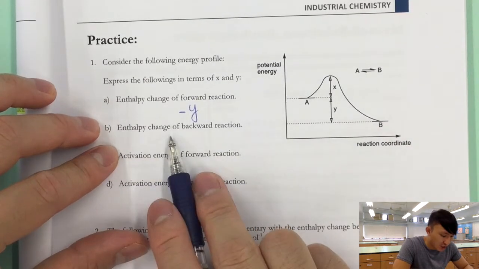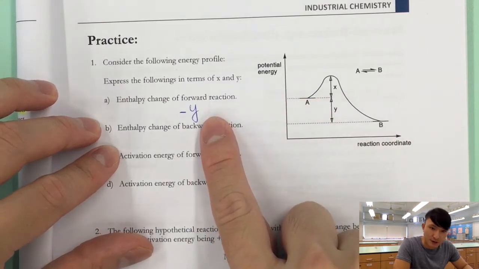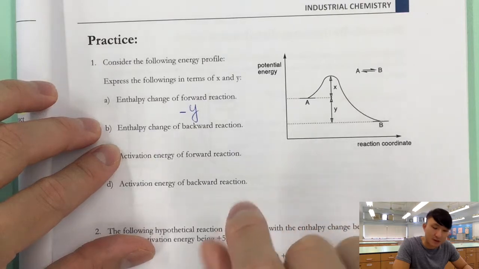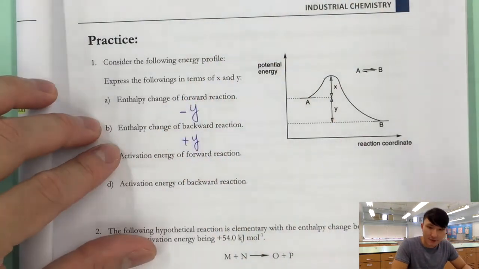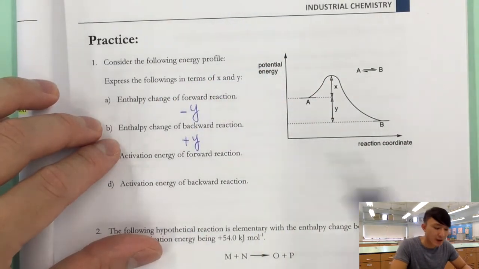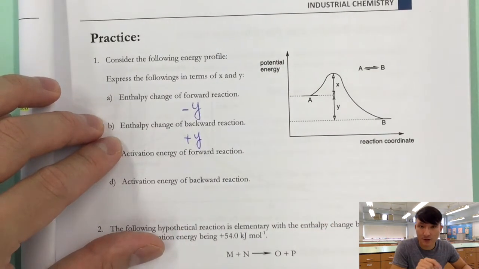Now, enthalpy change for the backward reaction. So from B back to A. Now actually, the enthalpy change should be the same. The magnitude should be the same. However, the sign should be flipped. So this one should be positive Y. Okay? Remember, enthalpy change, no matter if it's positive or negative, endothermic, exothermic, especially endothermic, even though it's positive, you need to include the positive sign.